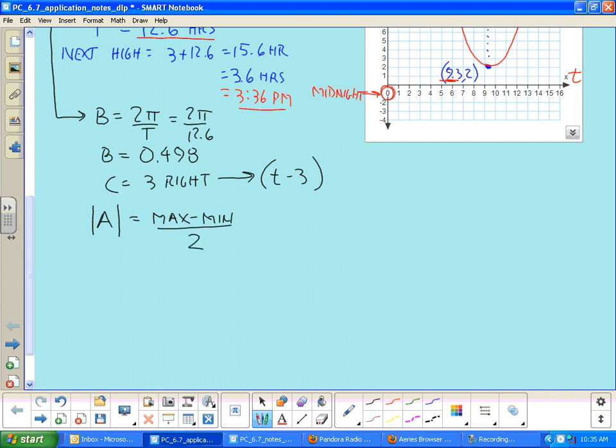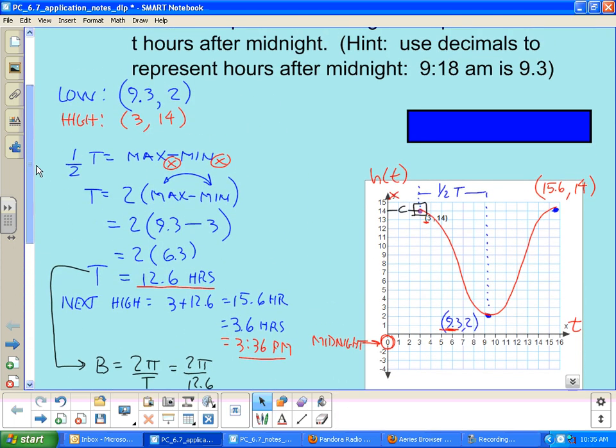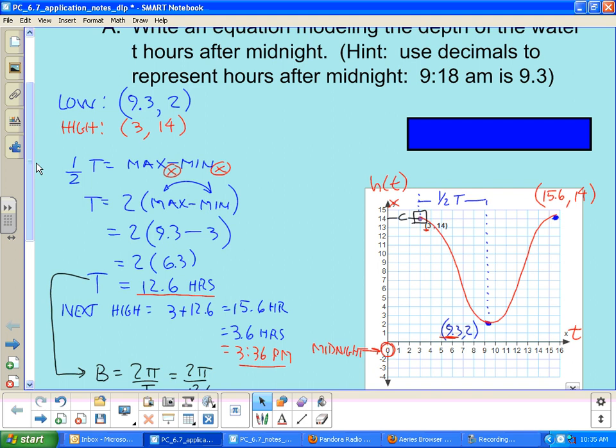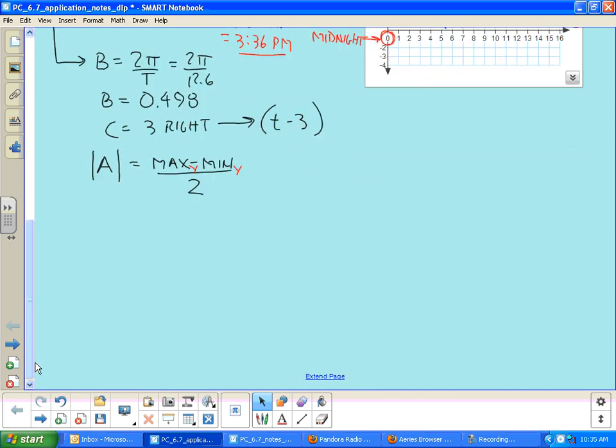Okay, now here, remember amplitude is dealing with y values of max and min, where period dealt with x values of max and min. So let's look at our coordinates again. Our coordinates are (9.3, 2) and (3, 14). So we're going to do 14 minus 2 as my max minus min, divided by 2, and I get 12 divided by 2 is 6. There is my A.